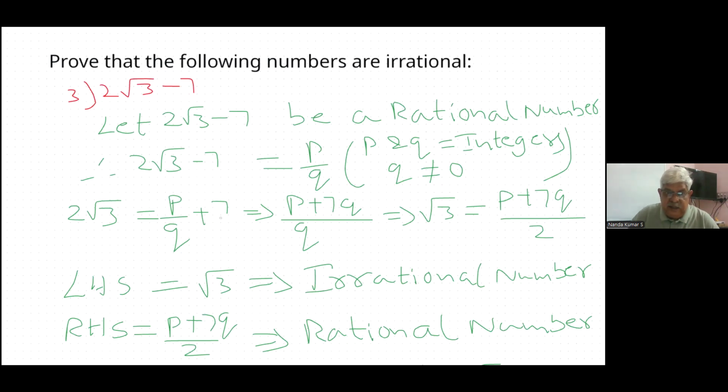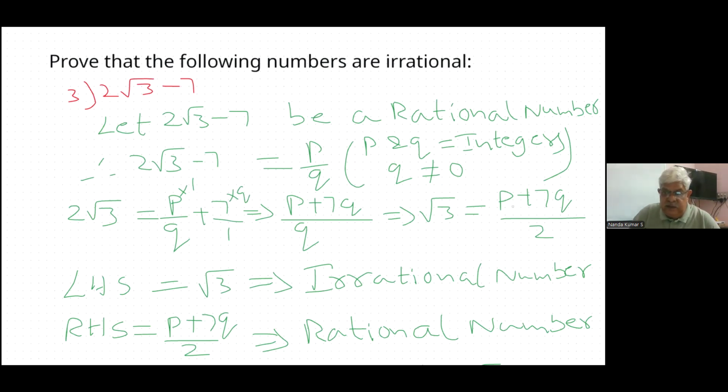I take LCM format, q ones are. Therefore, p into 1 is p and 1 into q gives you q. Therefore, 7 into q is written as 7q. And then I shifted 2 to the right hand side. It came to the denominator. Here there is no change of sign because 2 has a positive sign. So root 3 is written as p plus 7q divided by 2.